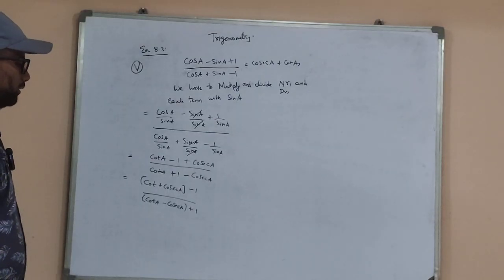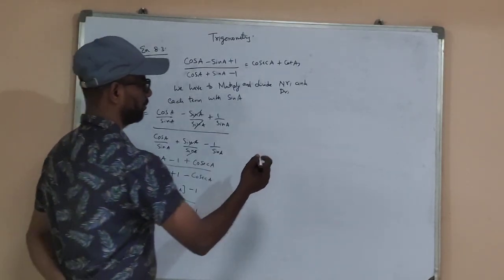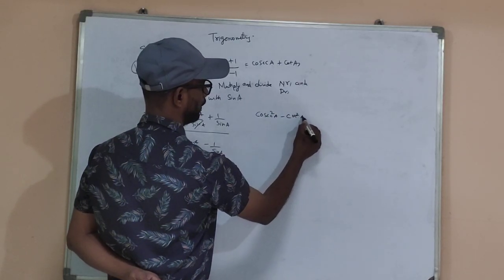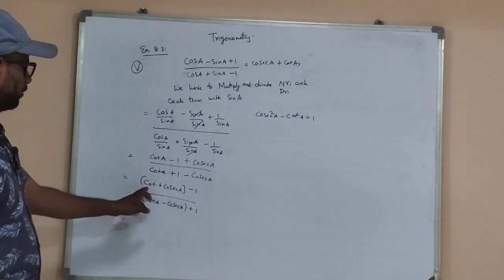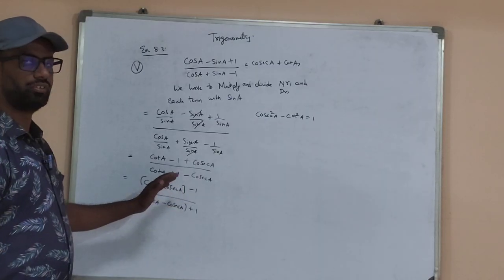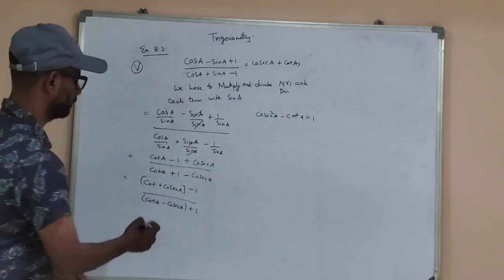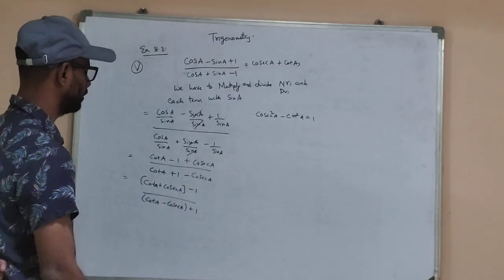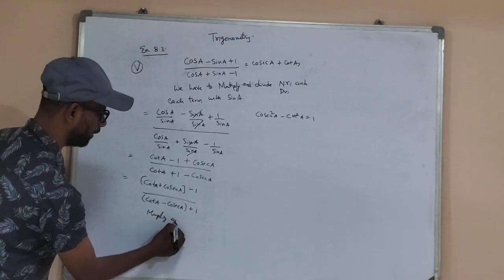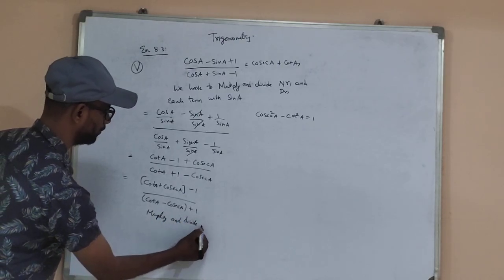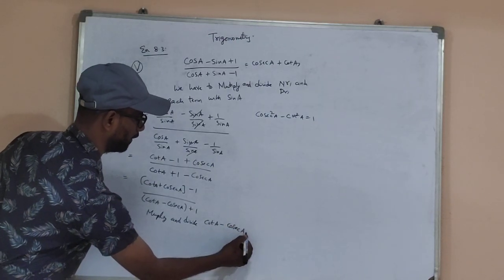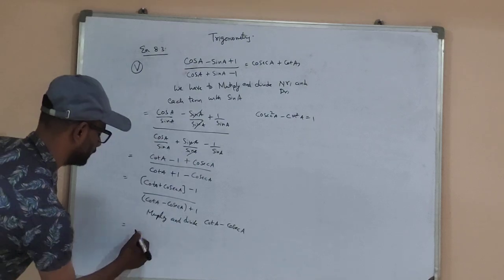Okay, now here again we know from the trigonometric identity that cosecant square A minus cot square A is equal to 1. Here we have cot A plus cosecant A. It means what we do? We are having cot A minus cosecant A in the denominator. So then what we have to do? Again multiply and divide by cot A minus cosecant A.